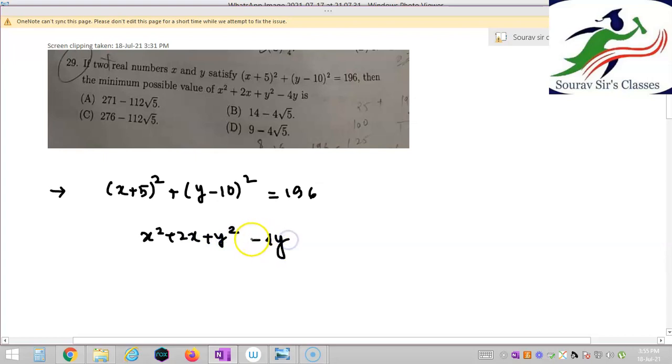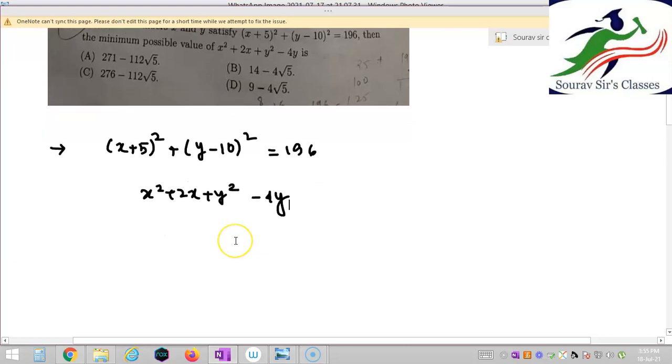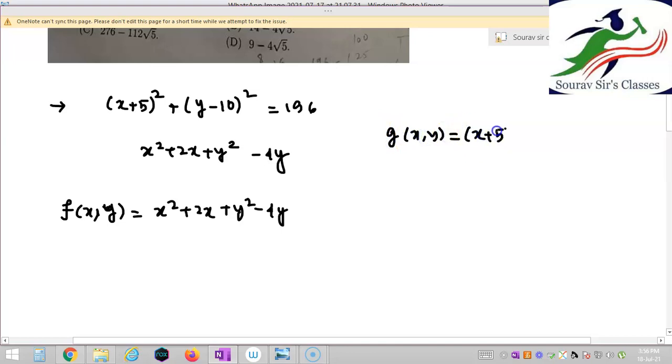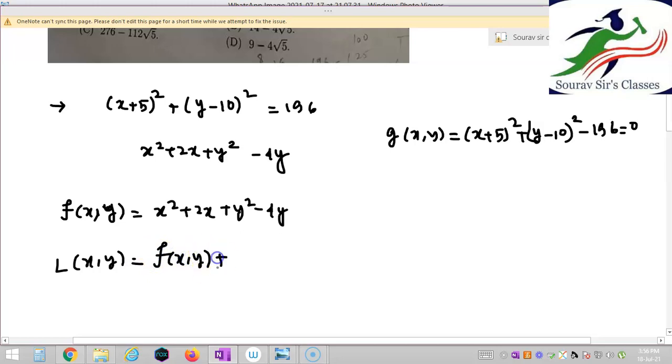So we are going to use Lagrange's multiplier method to minimize it. For this I am considering f of x, y is equal to x square plus 2x plus y square minus 4y, and g of x, y is equal to (x plus 5) whole square plus (y minus 10) whole square minus 196 is equal to 0. So I am considering L of x, y is equal to f of x, y plus lambda into g of x, y.